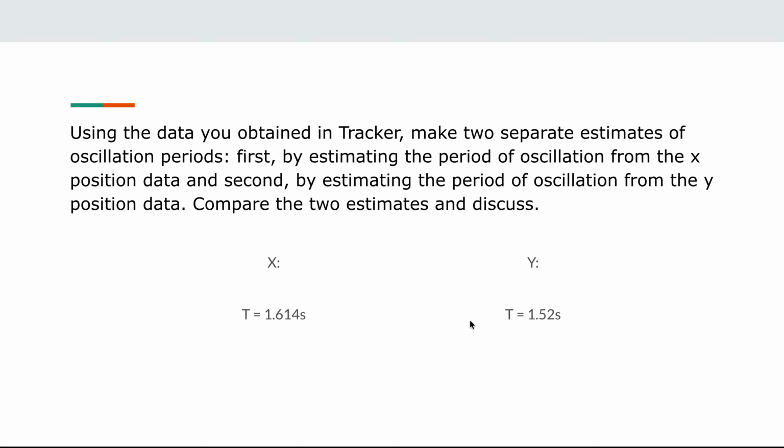And then, using the data I obtained in Tracker, I was able to find the period of oscillation using the x values and the y values. I just found two places where the x values were equal, and I found the change in time between them. And then same for the y, I found two y values that are equal and found the change in time. And you can see they're a little bit different. Again, it could have just been from misclicking the object in Tracker.